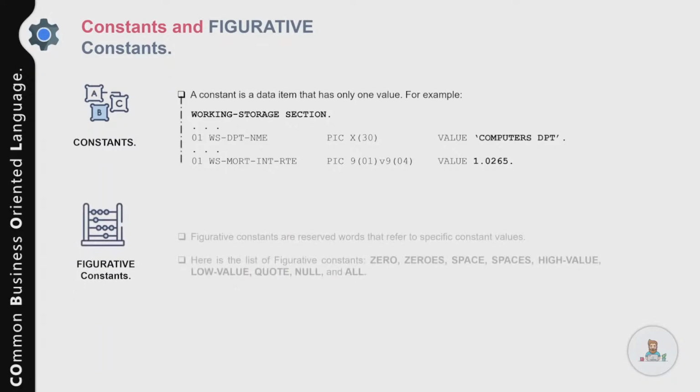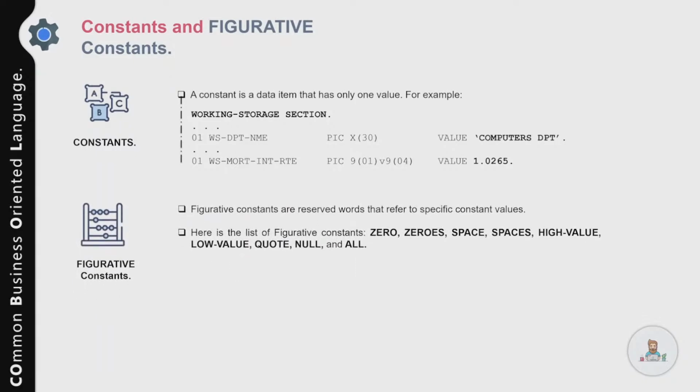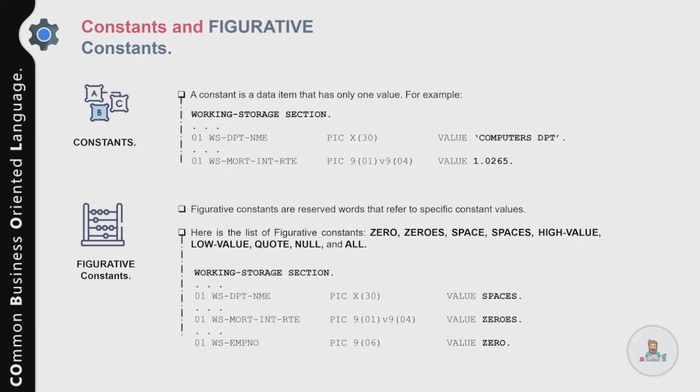Now let's move on to our next category, that is figurative constant. By definition, figurative constants are reserved words that name and refer to specific constant values. Here's a list of figurative constants that you can use in your COBOL program while writing your business logic. The first one is ZERO, then you have ZEROS, which is a different variant of ZERO. Thereafter you have SPACE, SPACES, HIGH-VALUE, LOW-VALUE, QUOTES, NULL, and ALL. There are a couple of more variants of these existing figurative constants.